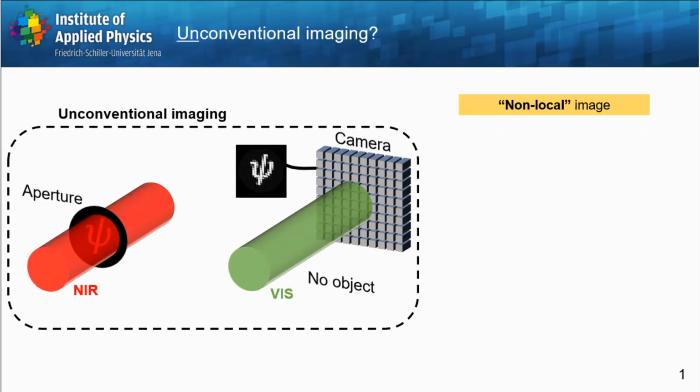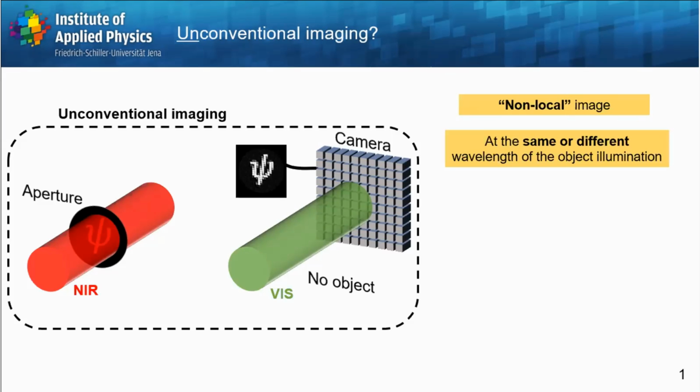And this is what we call the non-local image, because the camera is somewhere else measuring some other beam of light. And even though the setup is like this, we are able to retrieve the image of the object on the other side. And the biggest advantage of this is that we can do it either at the same or a different wavelength for these two beams of light.